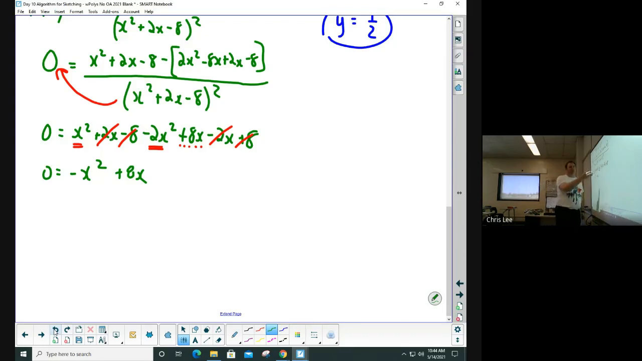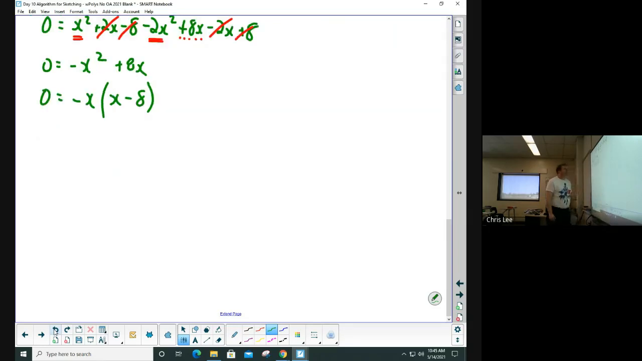This is not a complete trinomial, so the easiest way to factor is common factor. And so I'm going to take out the negative x, keeping that negative there. Dividing out a negative x is going to leave that with an x minus an 8. Again, you can always check to see if you did that right by going backwards. Negative x times x is negative x squared, good. Negative x times negative 8 is positive 8x, good. And so I do all this so that I can get the zeros.